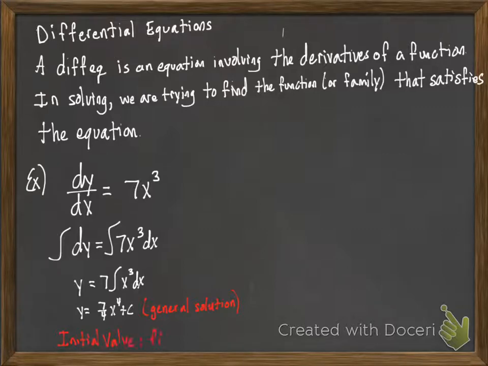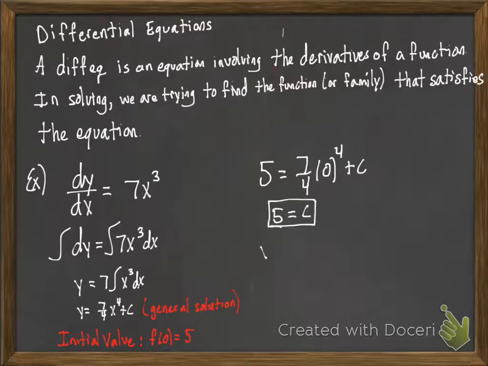However, if we have some initial values, say for example, I know that f of 0, I know that when x is 0, the actual value of my function, whose derivative is 7x cubed, is 5, we can take that initial value and plug it into our equation, along with the fact that x is 0. And so we now have an equation that involves really only one unknown, and that's the constant c. So we can then proceed to solve that equation for c.